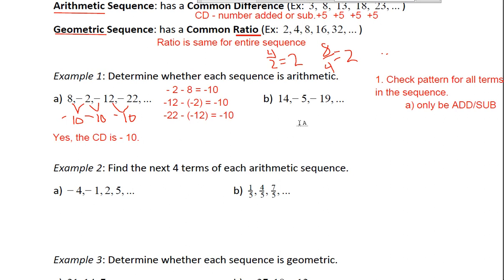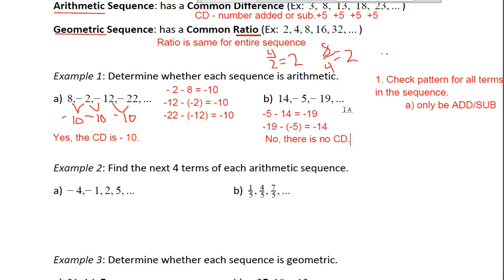Then we come over here and we look at these. So we will say -5 minus 14 equals, what is that, -19? And -19 minus -5 equals -19 plus 5, which is -14. So were the differences the same? No, they were not. So we say no, there is no common difference. That would be your answer.